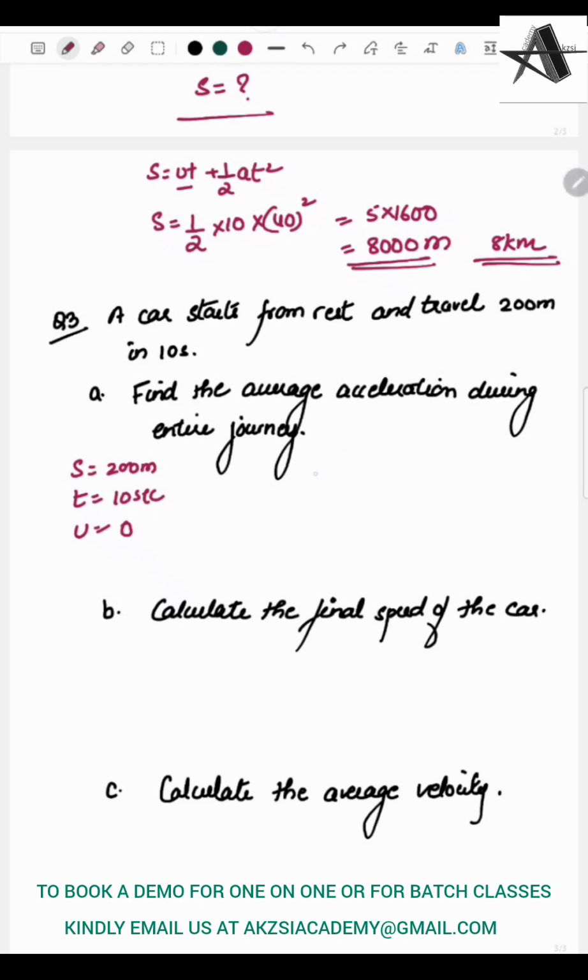So applying it, displacement is 200, initial velocity is 0, half times a times 100. So acceleration is 200 over 50, which is 4 meters per second squared.